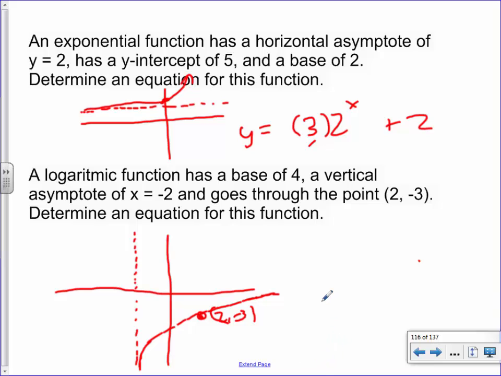Okay, so to start, I'm going to write y equals log. I'm going to leave a lot of room on both sides. I told you what the base was, so I can put a little 4 sitting down here. Does that make sense? How do I deal with that asymptote?